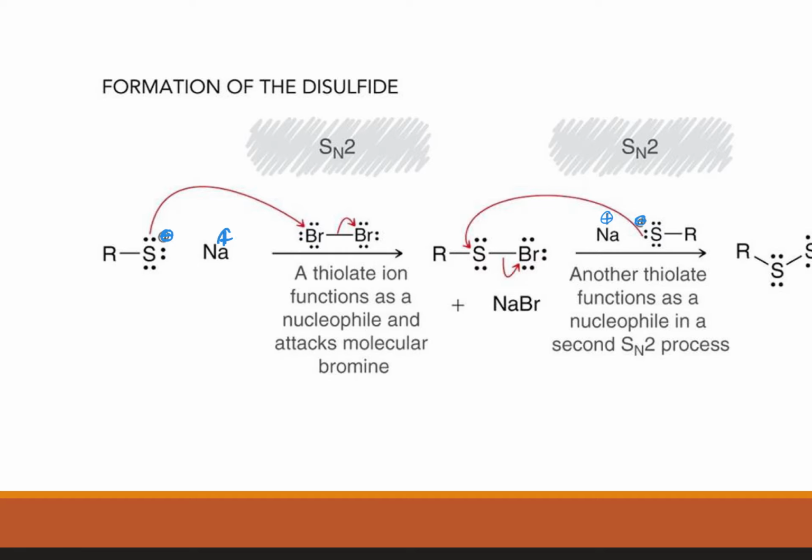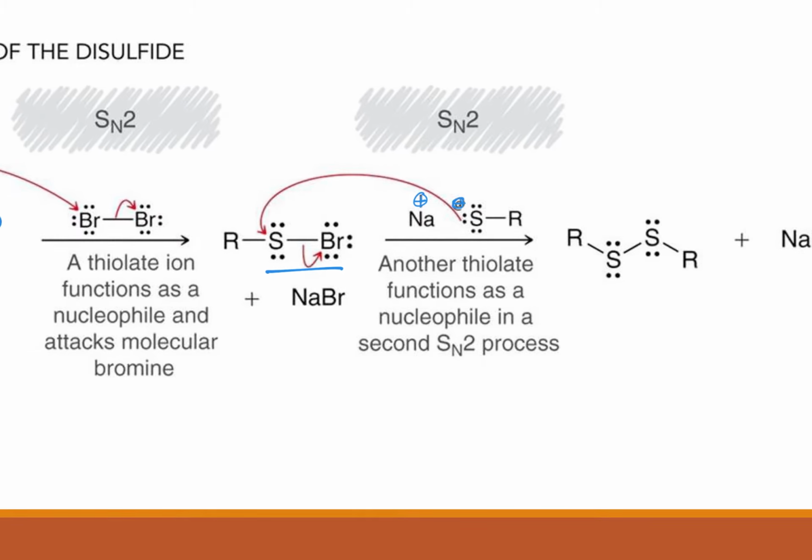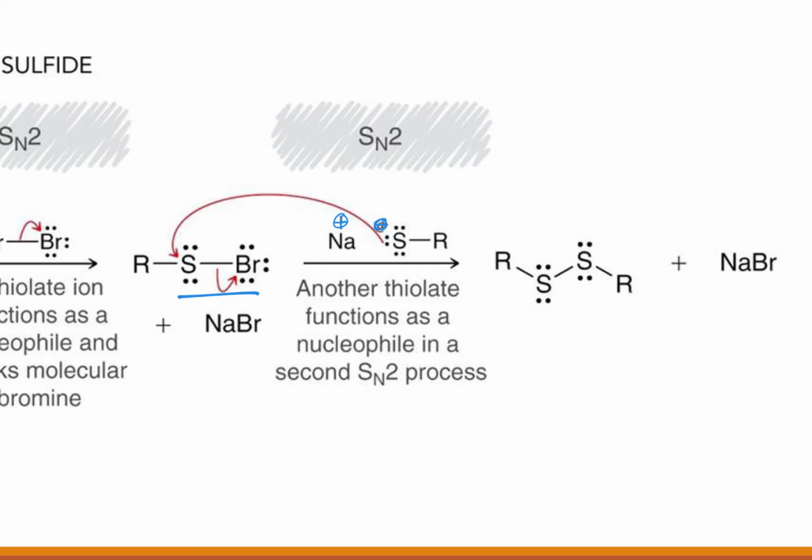And this is a sodium plus. The thiolate ion will attack the bromine, creating this thiobromide, I guess, intermediate in this reaction. And then another thiolate ion will attack the sulfur and kick off the bromine, creating the disulfide over here.